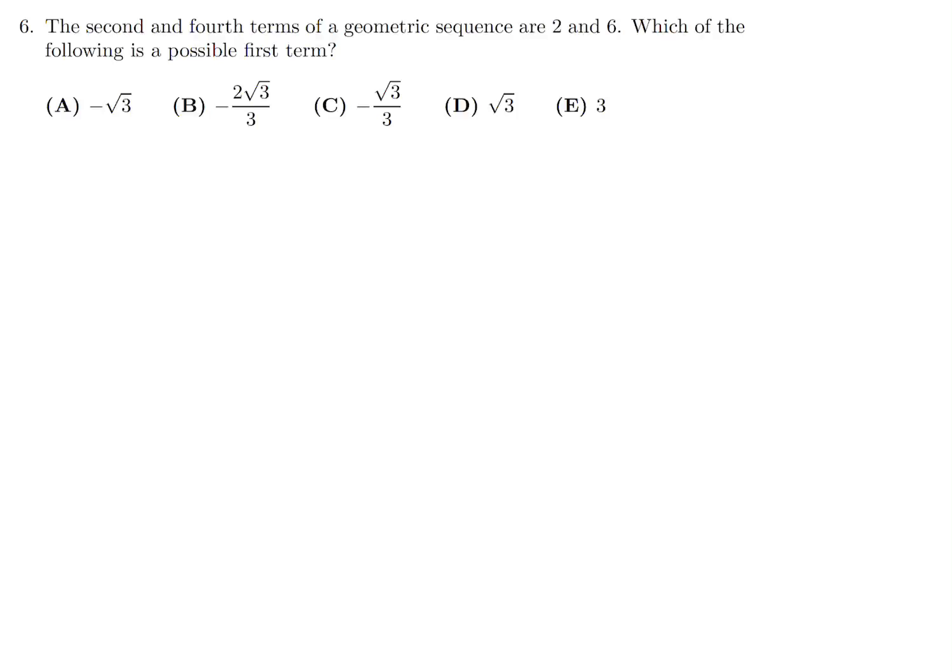The second and fourth terms of a geometric sequence are 2 and 6. Which of the following is a possible first term? So geometric sequences are of the form A, AR, AR squared, AR to the power 3, so on, right? They tell you that the second one is equal to 2, and the fourth one is equal to 6, like that. And that's pretty much all they give you. They want you to figure out A.